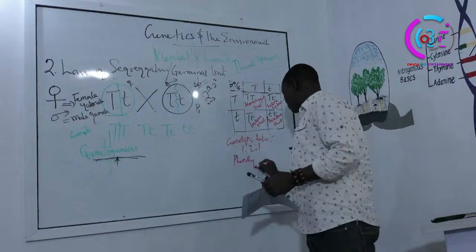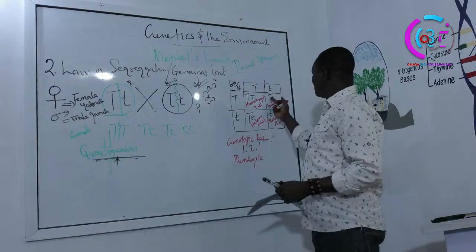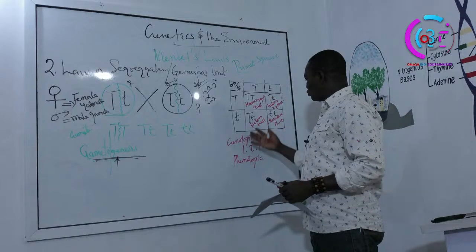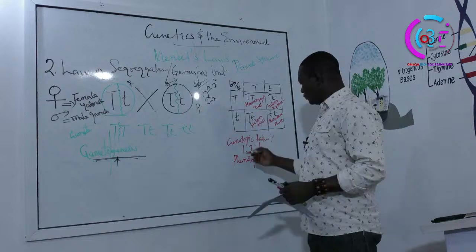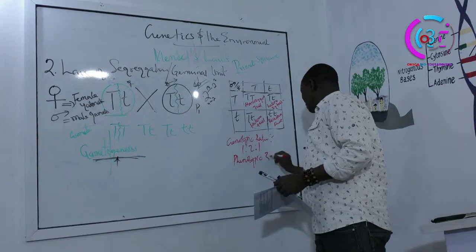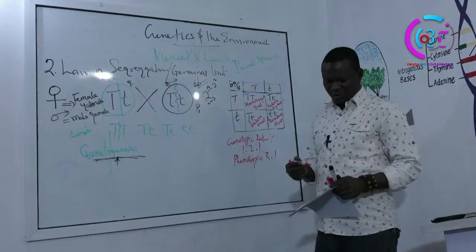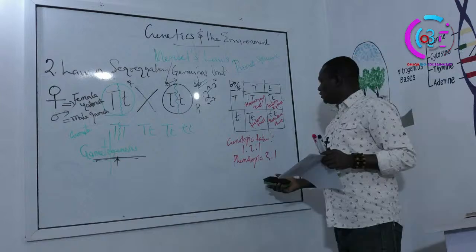So then the phenotypic ratio now, phenotype, this, and this, they are not going to be different because you are looking at it in the physical phenotype. So this tall and this tall and this tall, so it's going to be 3:1. So that is that about the use of Punnett square.